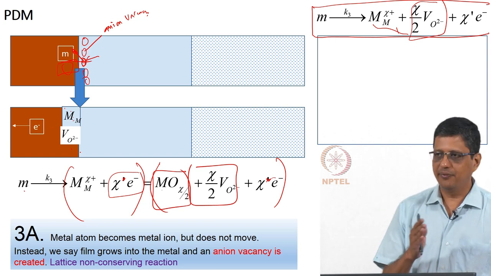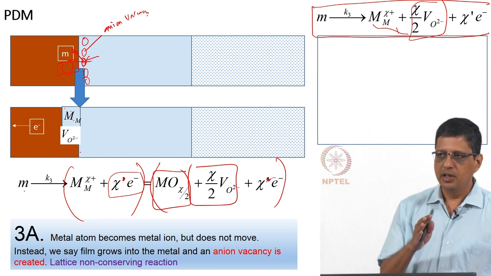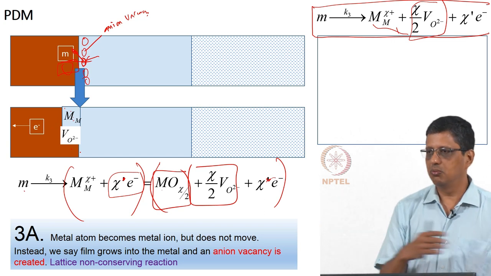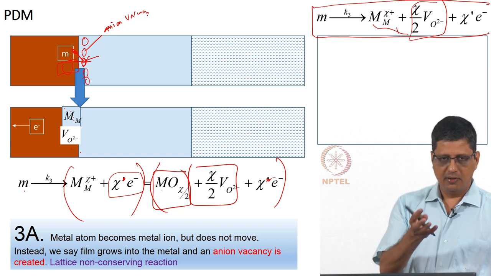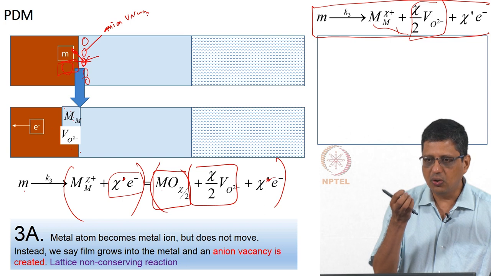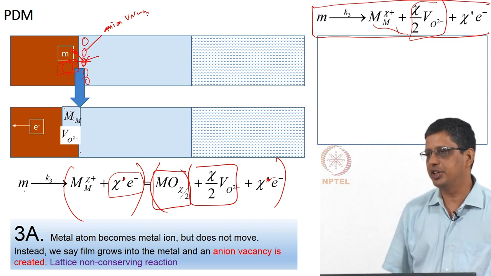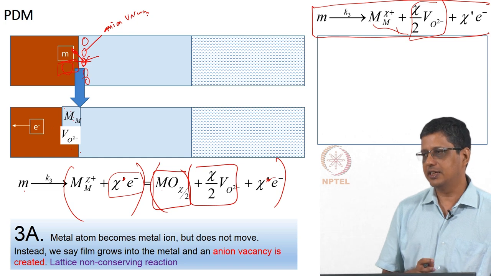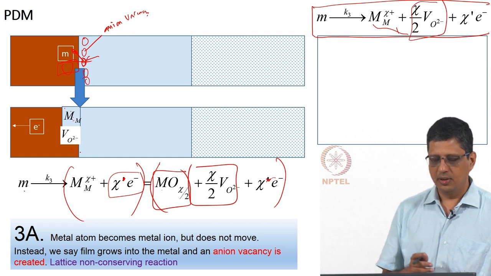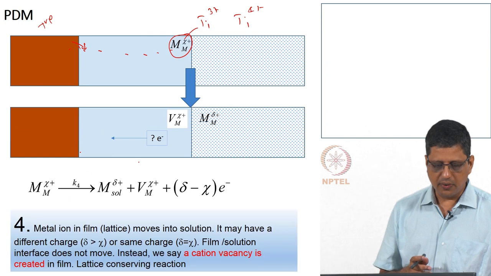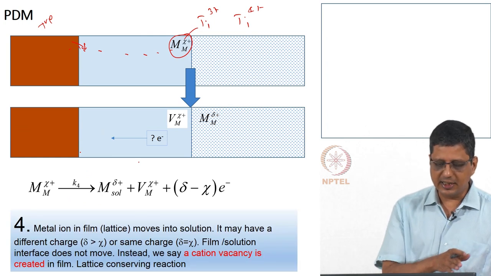Film is not moving, it is not growing. When it goes as interstitial, no problem. When it becomes a cation, it cannot go and fill any vacancy, it cannot go as interstitial. This is actually film formation with anion vacancy. So, that is production of anion vacancy.